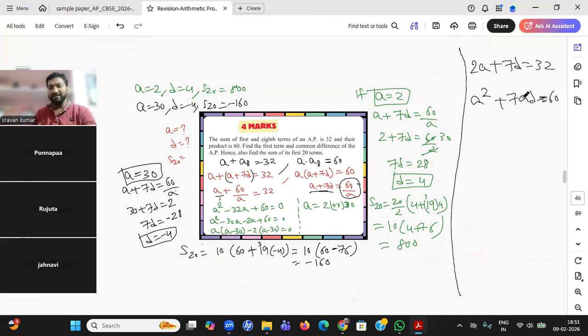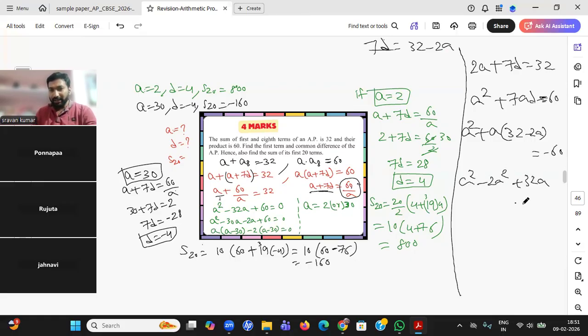You see, it's a quadratic equation and a linear equation. So from here, in place of 7d, you need to keep 32 minus 2a. Now a square plus a, I'll keep like that only. 7 into d, I'll keep 32 minus 2a equal to 60. So a square minus 2a square plus 32a equal to minus 60. So minus a square plus 32a plus 60 equal to 0. A square minus 32a minus 60 equal to 0.